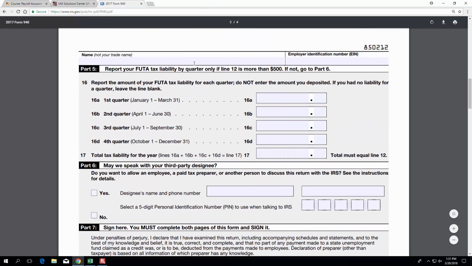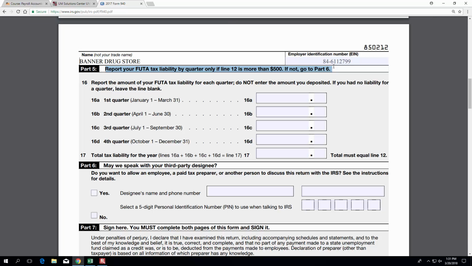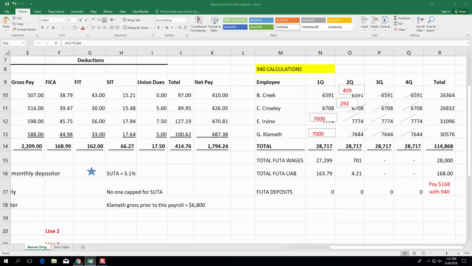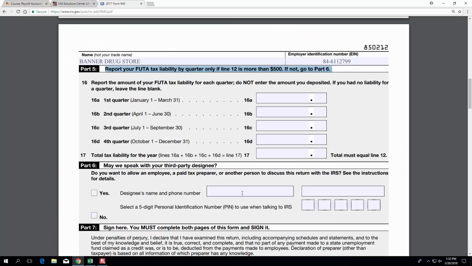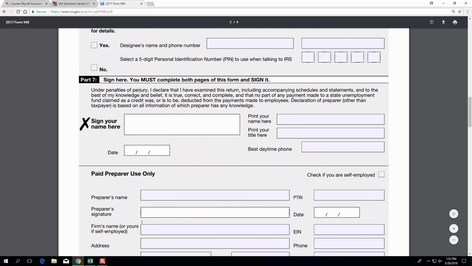Next page, really not much going on here. Don't forget to re-enter the name and your FEIN. And then right here, it tells us that we only need to report our FUTA liability by quarter if I got over $500. And I didn't, but if I gave you a problem where you were over $500, you would just enter these numbers in there because you've got them all calculated. So no big deal, don't let that throw you. But we don't have to because we didn't get over $500.